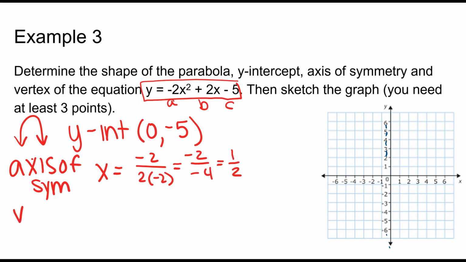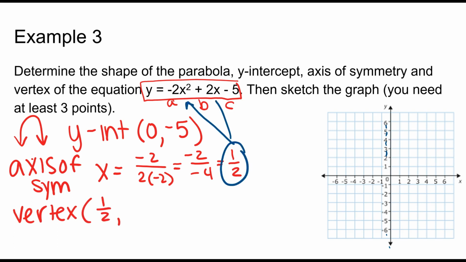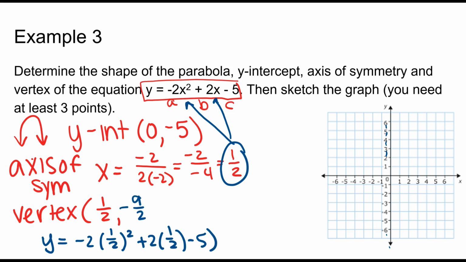To find the vertex, we take that x value and we plug it in for all the x's to get our y value. So y equals -2 times 1/2 to the second power, plus 2 times 1/2, minus 5. Go ahead and type that into your calculator. You should get -9 over 2.